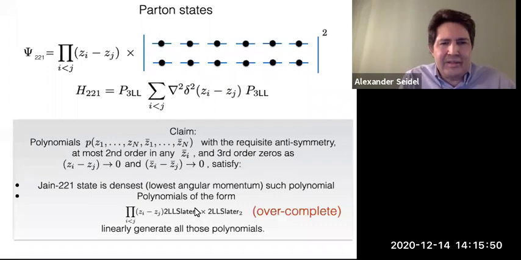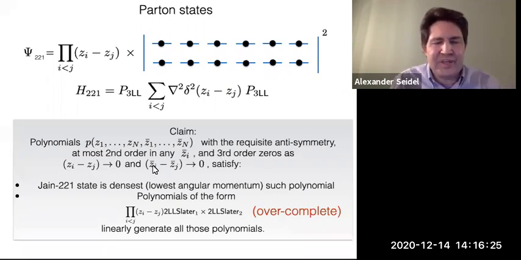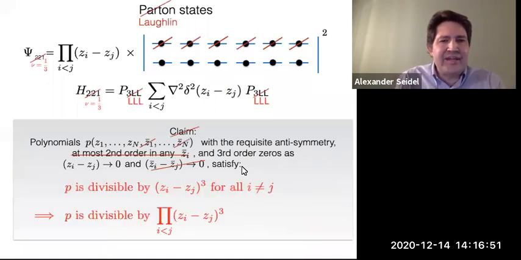We could try to formulate the claim in slightly more mathematical terms, where the problem is basically: find all polynomials in variables z1 through zn, but also z1 bar through zn bar, with the requisite anti-symmetry, at most second order in any of the z bar i, because we're living in at most three Landau levels, and third order zeros as any two particles go to the same point. And we want to show that they satisfy these properties. Again, you could say, well, we've solved a similar problem for the Laughlin state, so how much more difficult can it be? Actually, it's a lot more difficult, because if I compare this to the completely analogous problem for the Laughlin state, here is what you modify.